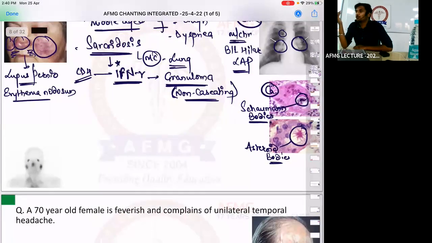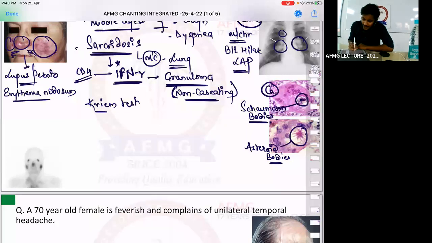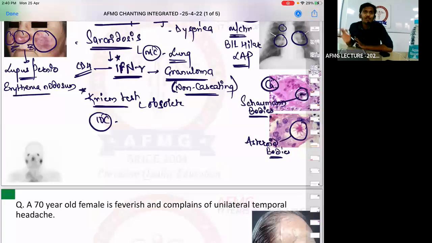Then previously we used to do a Kveim test. This was just asked last time as a question, though it is obsolete. They keep asking questions in between. So the obsolete test which was done earlier was the Kveim test. It is obsolete now. What is the investigation of choice? Anybody? In sarcoidosis, the investigation of choice would be a biopsy of the granuloma. You will perform a biopsy.